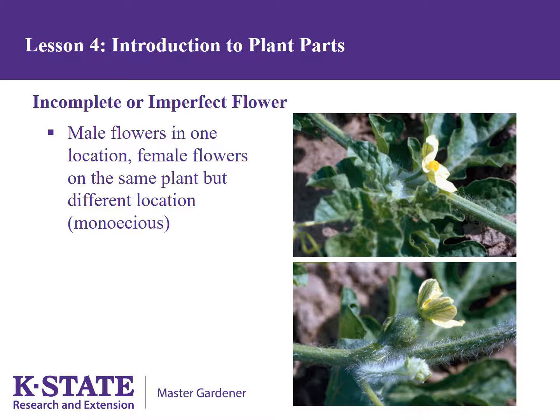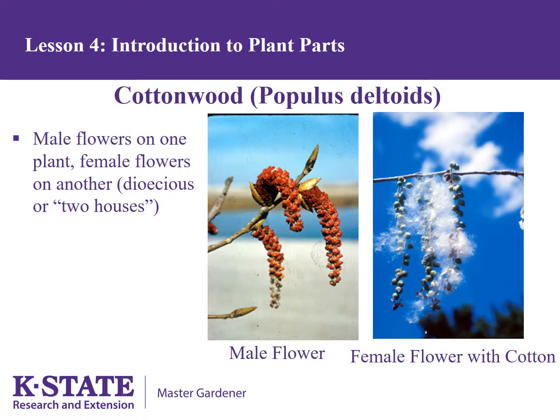Sometimes flowers don't look like we expect them to. For example, the male flower of the sweet corn is the tassel, and the silks are the female flower. Some plants have male and female plants. These are known as dioecious plants. Examples would be cottonwood and the Osage orange tree. As mentioned in an earlier lesson, male cottonwoods don't produce cotton and are the source of cottonless cottonwood trees.